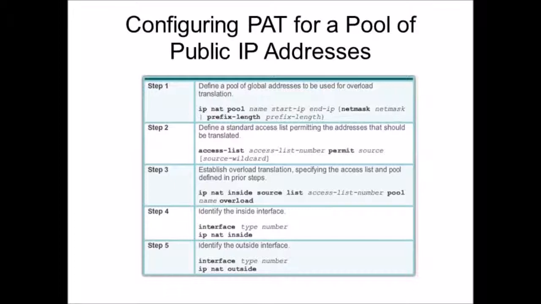There are two ways to configure PAT, depending on how the ISP allocates public IPv4 addresses. The first one is configuring PAT for a pool of public IP addresses. If a site has been issued more than one public IPv4 address, these addresses can be part of a pool that is used by PAT. This is similar to dynamic NAT, except that there are not enough public addresses for one-to-one mapping of inside to outside addresses. The small pool of addresses is shared among a larger number of devices. The image shows the steps to configure PAT to use a pool of addresses.